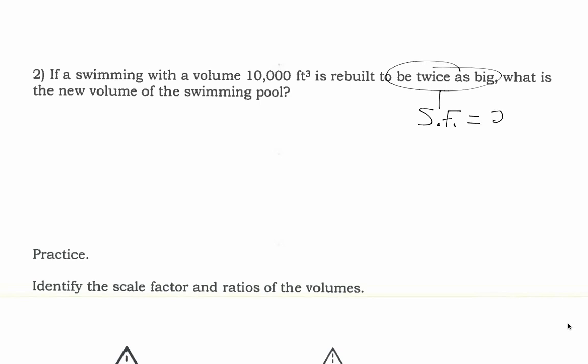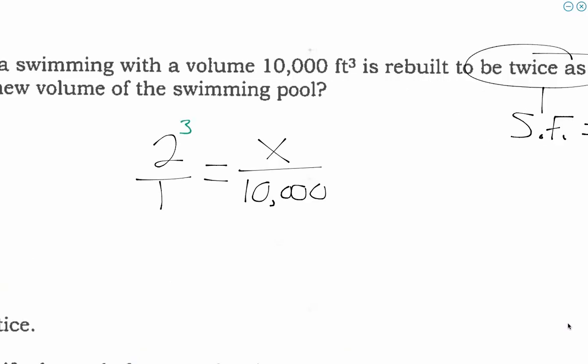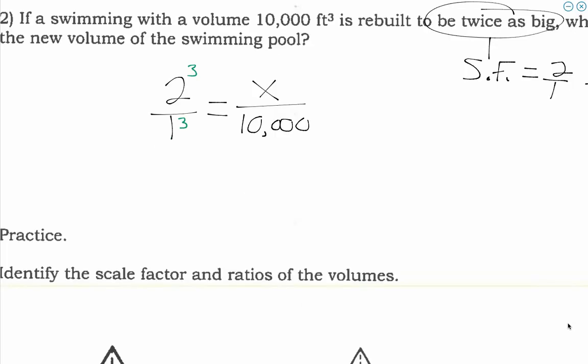And that would be the new over the old. So we're going to take that scale factor, and 10,000 is the old, so we're going to put that down below. What is the new volume going to be? Well, we can't just apply that scale factor. We have to cube that scale factor. So this is really 8 over 1 equals x over 10,000.